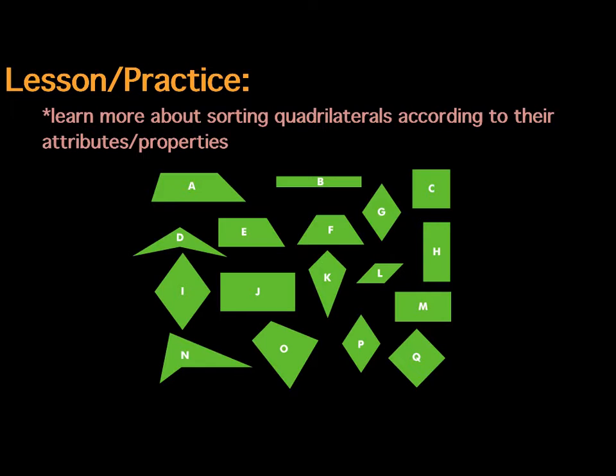So, our lesson practice today is we're going to learn more about sorting quadrilaterals according to their attributes or properties, whichever word that you prefer to use. I just want you to be familiar with the fact that they mean the same thing. So let's take a look. I've got several different shapes here, several different quadrilaterals. And if I were going to sort these quadrilaterals into groups, we already know that they all have four sides because they can't be a quadrilateral unless they have four sides.